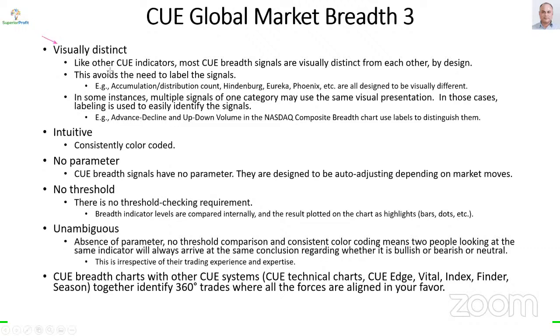All the breadth indicators are visually distinct, just like other Q indicators. As you have noticed in Q Global and also in Q Elite, all the indicators are designed to be distinct. That's why we don't use labels. And Q Global market breadth does the same thing. All the indicators are designed to be distinct, or most of them. Most Q breadth signals are visually distinct from each other by design. This avoids the need for labels.